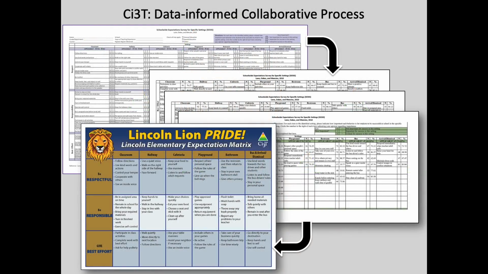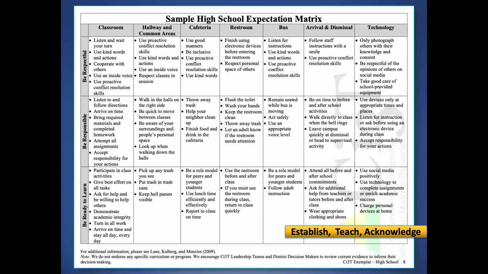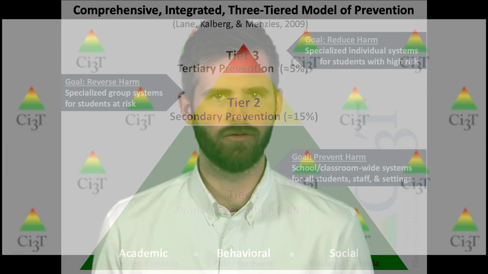A vital component of the building process that is unique to Ci3T is that it's a data-informed approach to establishing school-wide expectations. Using input from all faculty and staff, gathered from the school-wide expectation survey for specific settings, Ci3T leadership teams design an expectation matrix that looks like this, which is going to establish, clarify, and define expectations in key areas, whether it's in an elementary school setting or in a middle or high school setting. And thus, these integrated academic, behavioral, and social efforts form the base of the Ci3T model of prevention.